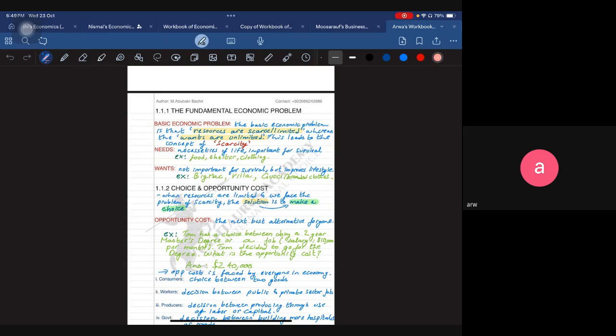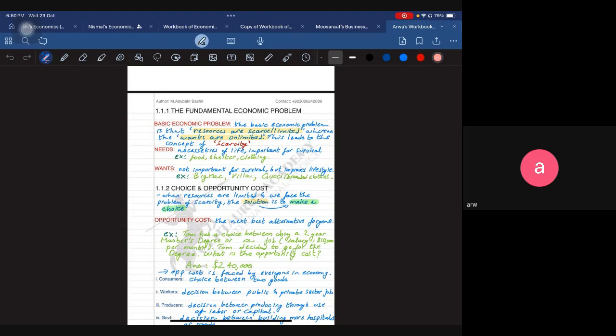Then the second thing that we studied was needs. Needs are basically the necessities of life, which are important for the survival of human beings, and include food, shelter, clothing, etc. Then we talked about wants, which are not important for survival but improve your lifestyle. Since resources are limited, the only solution is to make a choice, because you can't have everything.